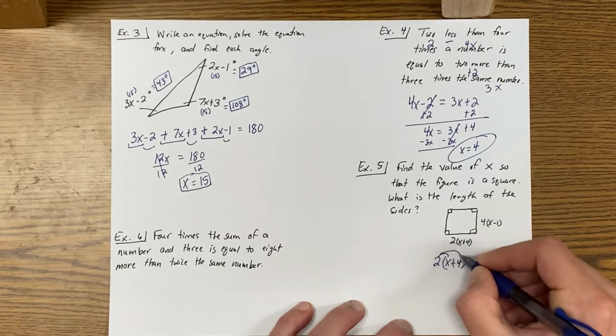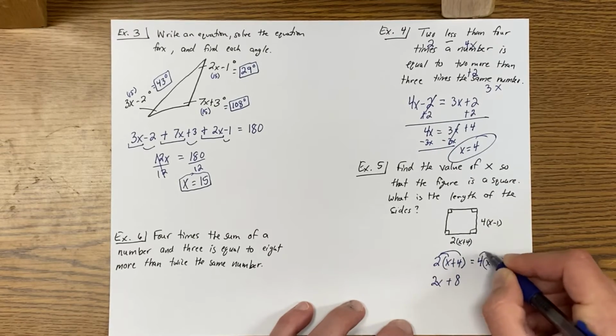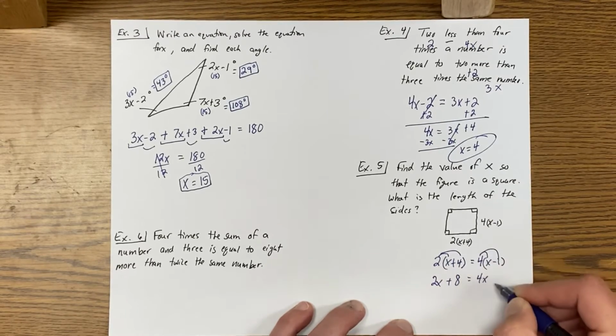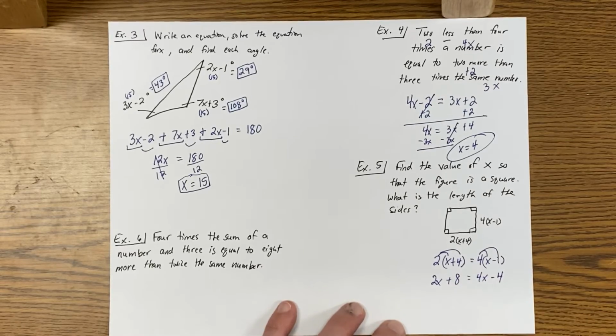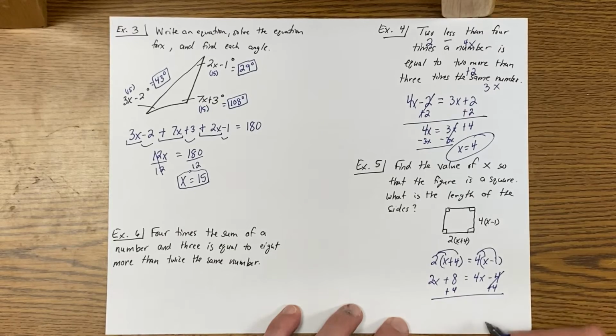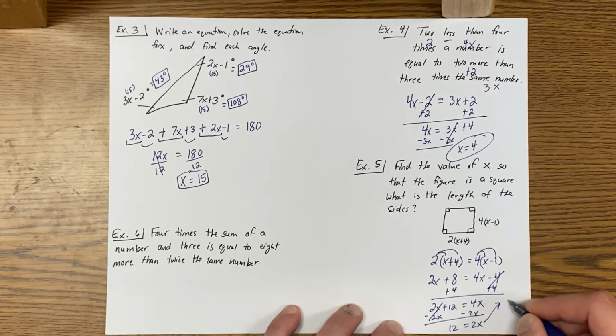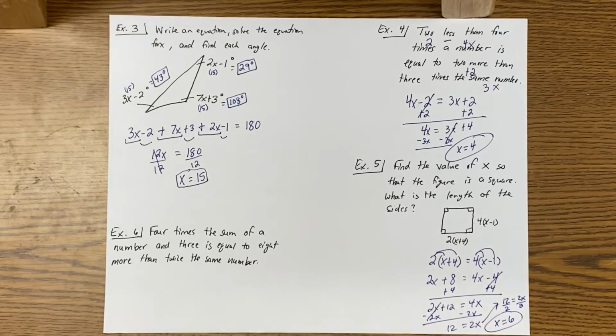Distributive property on both sides. 2 times x plus 2 times 4 is 8 equals 4x minus 4. Okay, now we're going to add 4 to both sides. Those 4's cancel. 2x plus 12 equals 4x. Subtract 2x, and we get 12 equals 2x. Kind of run out of room, so I'll write it right here. So 12 equals 2x. Divide both sides by 2. So we get x equals 6. All right, so that's our first part.